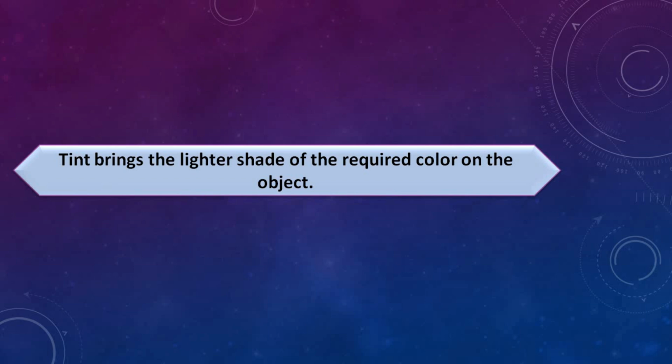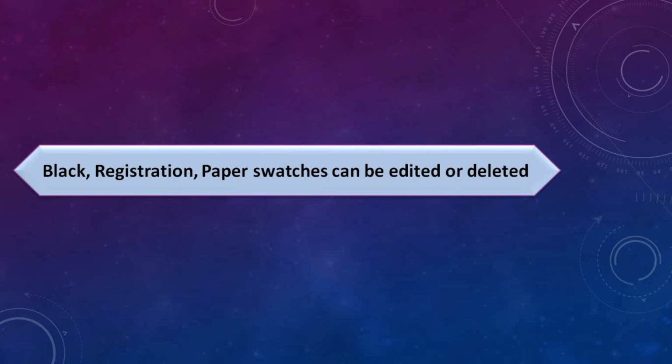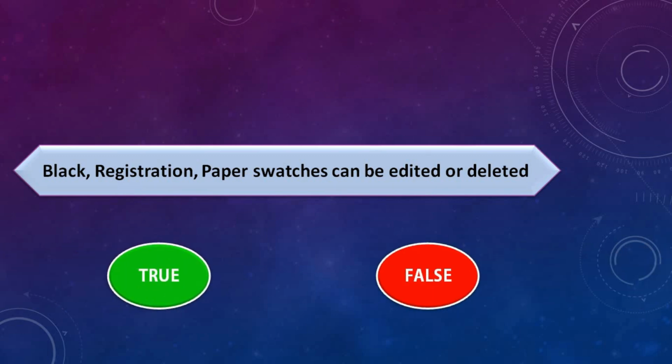Tint brings the lighter shade of the required color on the object. True or false? Yes, the answer is true. Tint brings the lighter shade of the required color on the object. Black registration paper swatches can be edited or deleted. Is it true or false? The answer is false. So these are default swatches. They cannot be edited or deleted. So the answer is false.